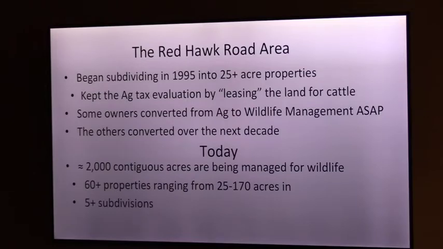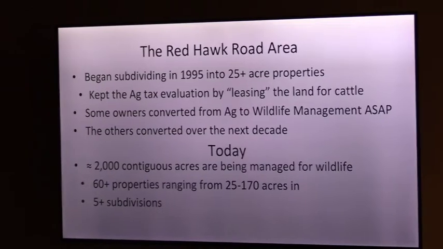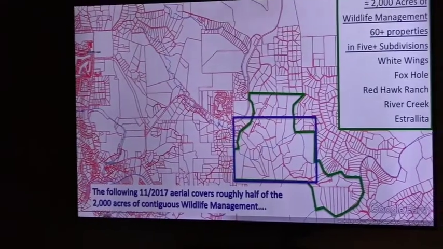Today, 2,000 contiguous acres are under wildlife management, 60 plus properties ranging from 25 to 170 acres in 5 different subdivisions. So it can happen. All you have to have is the incentive to not have cow poop in your front lawn to keep your ag evaluation, and switch to wildlife. In fact, Larry says he went to wildlife because the cattle were actually eating his foundation while he was building the house. Okay, so there's the 2,000 acres, including those. We're going to look at that piece.